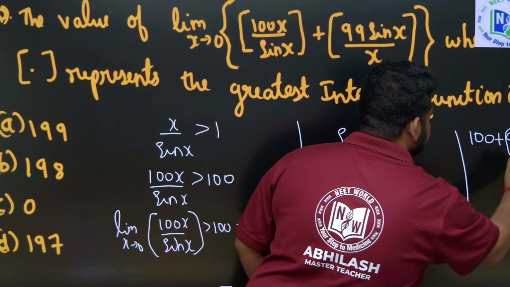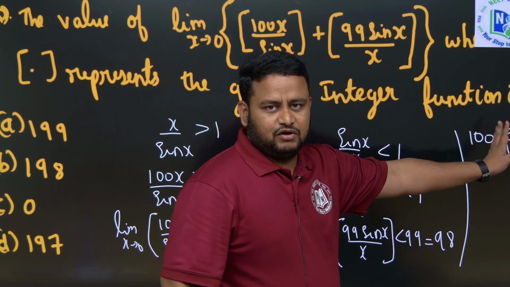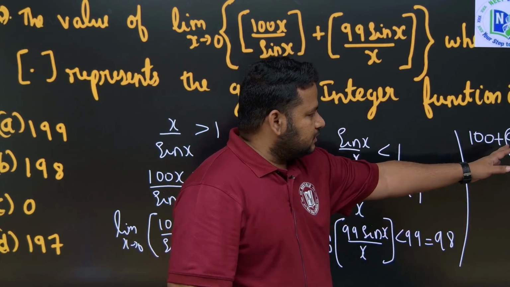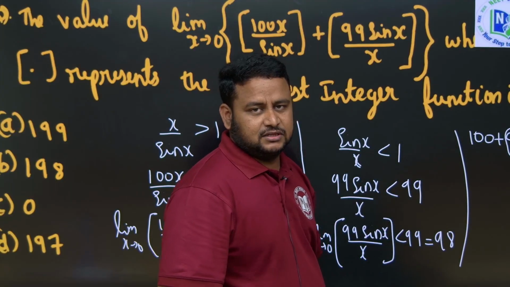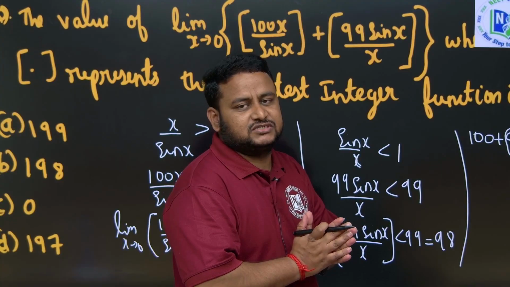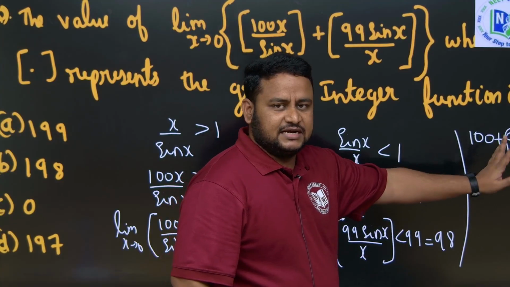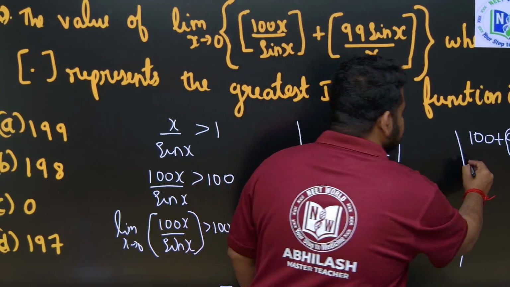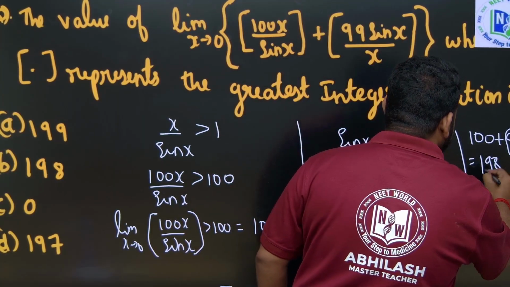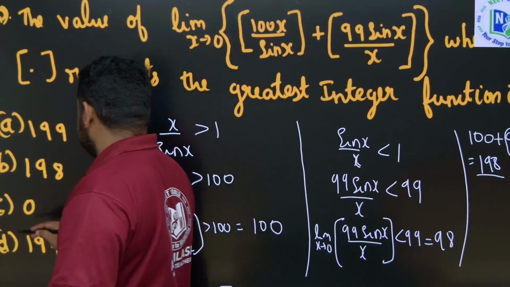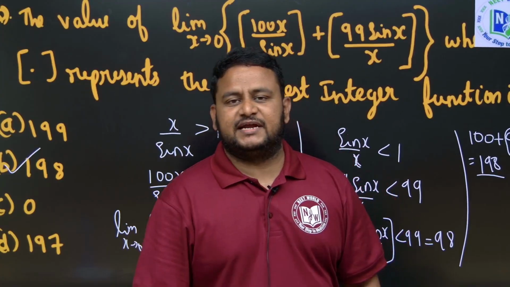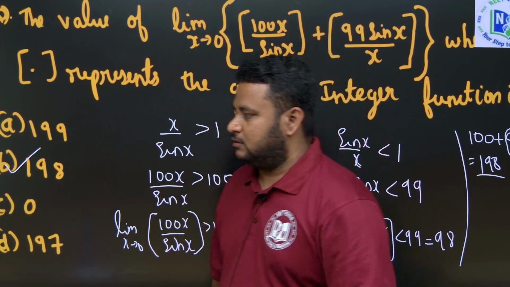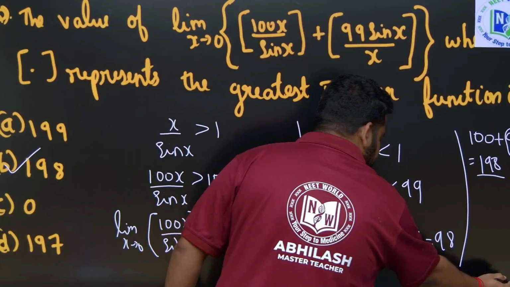Most people get it wrong here, they write it directly as 100 plus 99, 199. No. Less than 99 means it is 98, greater than 100 means it is 100 itself. This is the thing about greatest integer functions. So 100 plus 98 is 198. This is the answer, which is option B. It is not option A, it is option B, that is 198, friends. Is it clear? Okay. Next thing.